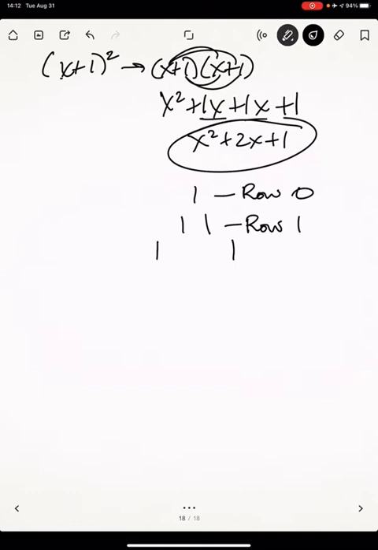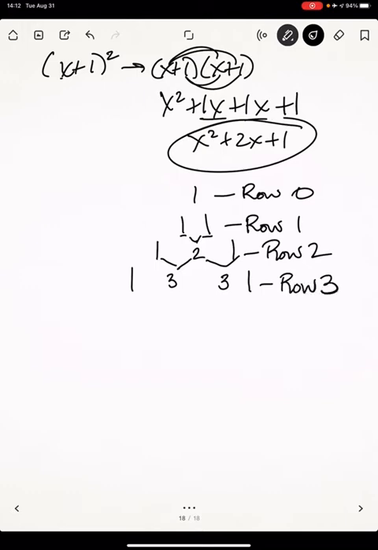So you have 1 here and 1 here. 1 plus 1 gives us 2, and that gives rise to row 2. Remember our rule: the first number and the last number have to be 1, and then we use the top numbers to come up with the middle numbers. So 1 plus 2 is 3, and 2 plus 1 is 3. This gives us row 3.